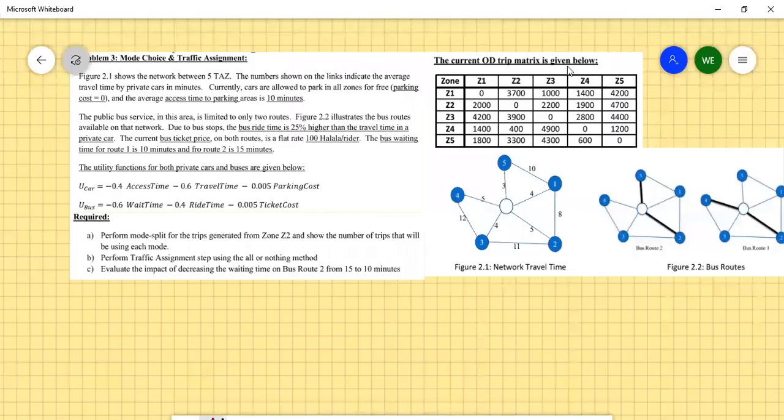Today we are going to start solving this example. This is a combined example for the 4-step process. It covers 2 steps, the mode choice and the traffic assignment phase.